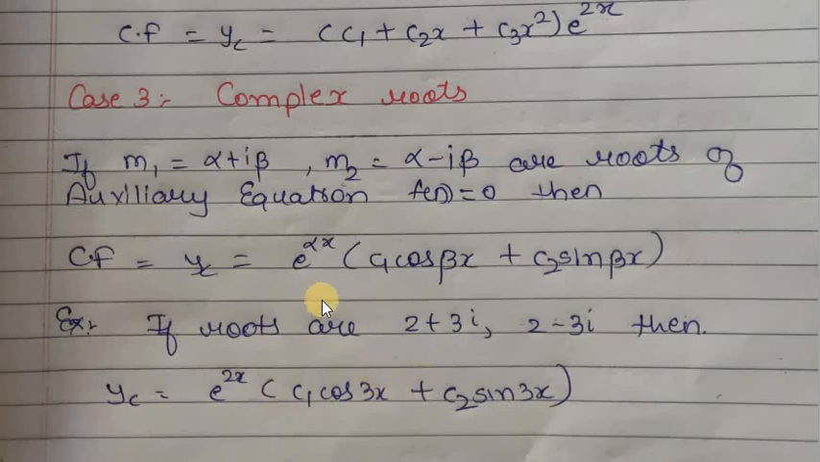So the real part alpha is 0 and the imaginary part beta is 1. So in this case the CF will be C1 e raised to 0x cos 1x plus C2 e raised to 0x sin 1x, and e raised to 0x is 1. So the CF will be C1 cos x plus C2 sin x.